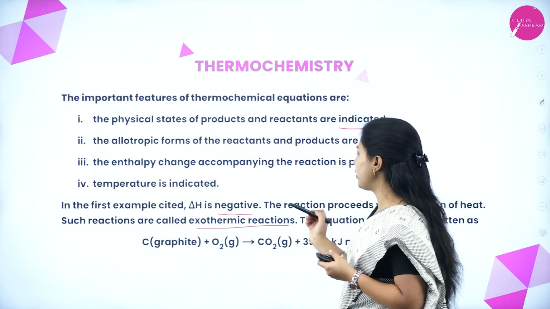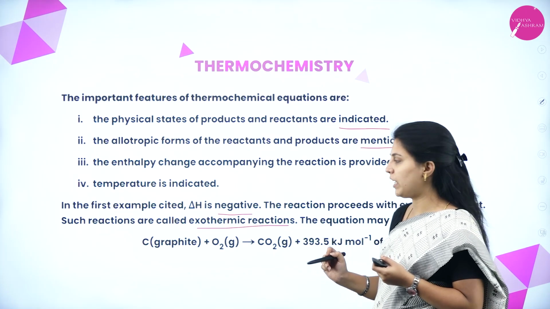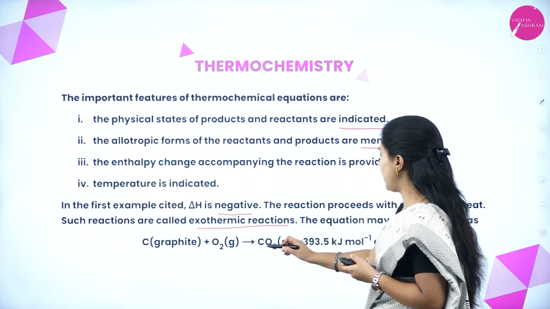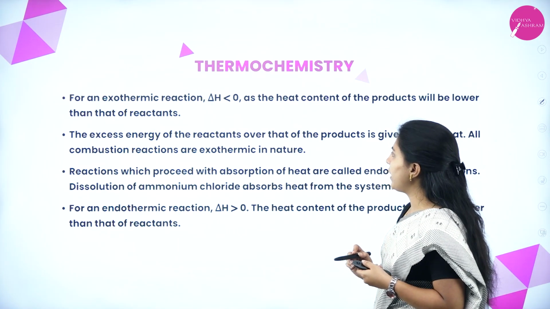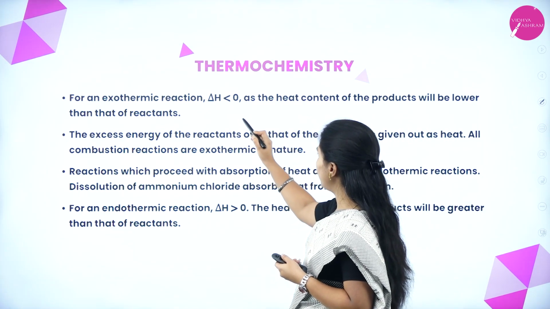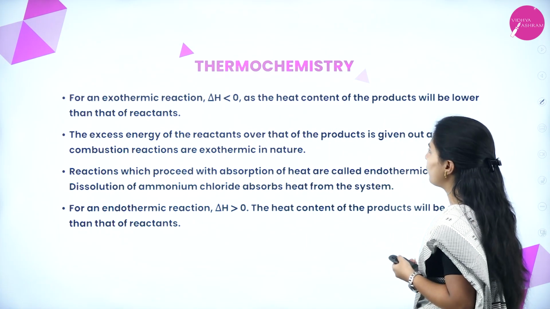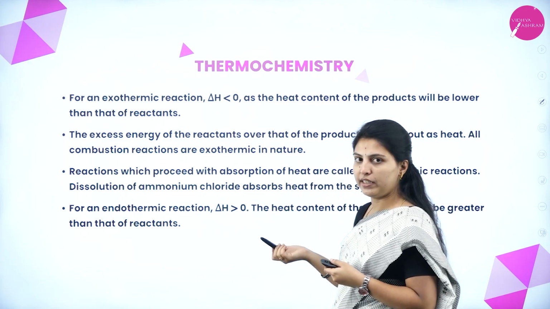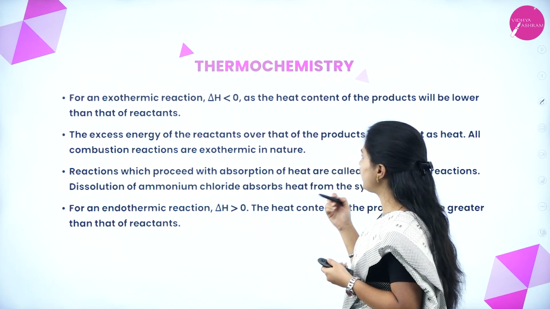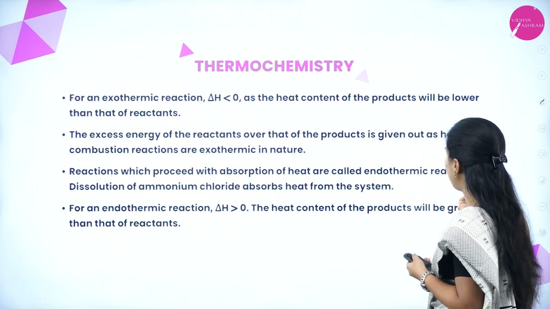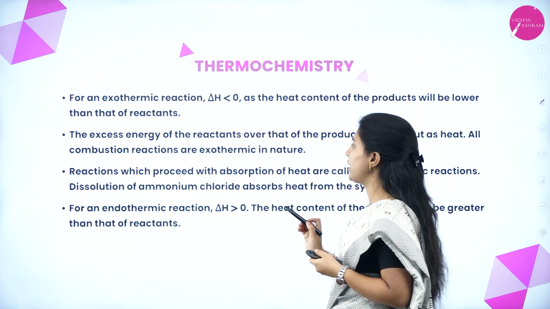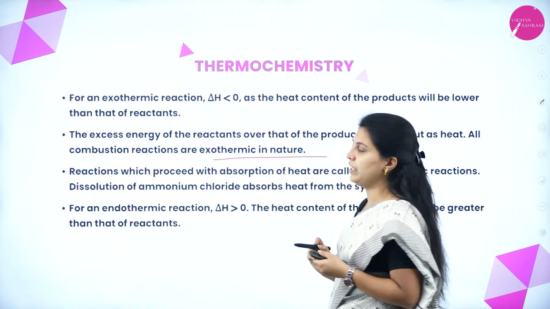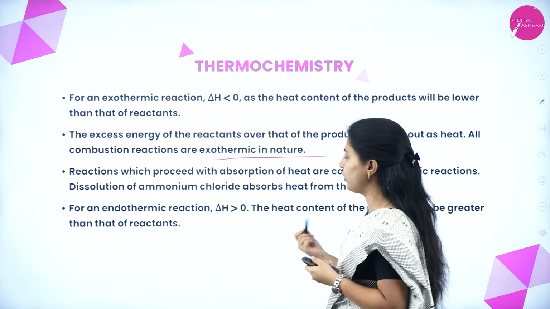So that kind of reaction we'll call exothermic. Their enthalpy will be negative. For an exothermic reaction, delta H is less than 0, as the heat content of the products will be lower than that of reactants. The excess of energy of the reactants over that of the products is given out as heat. All combustion reactions are exothermic in nature. The excess of energy is given to the environment.